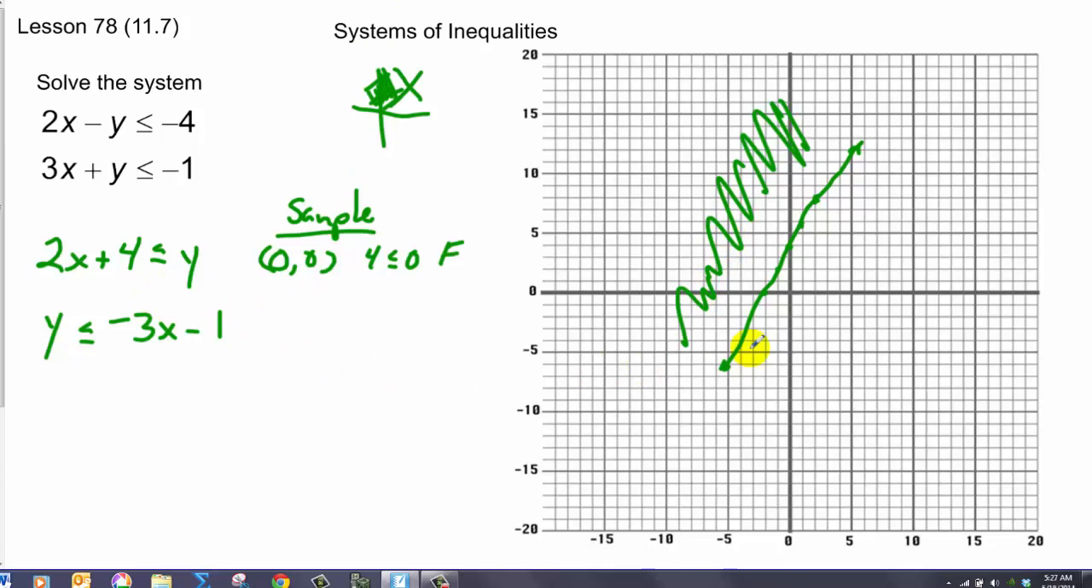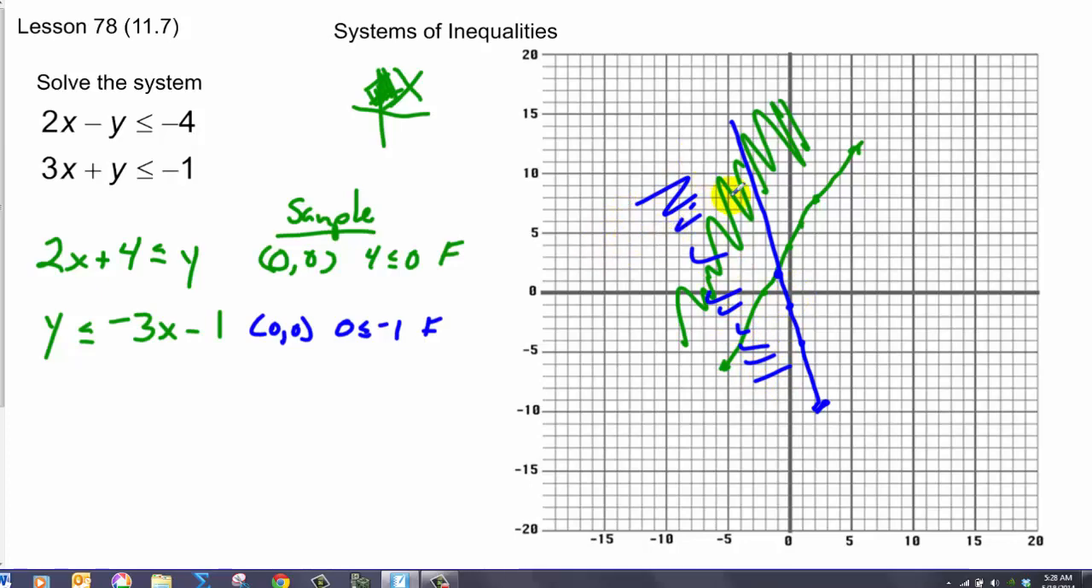Next, let's go down to 1, go down 3 and over 1. Draw my graph once again. Use 0, 0 as my sample. And I get 0 less than or equal to negative 1, which is also false. 0, 0 is on this side, so I shade the other side.